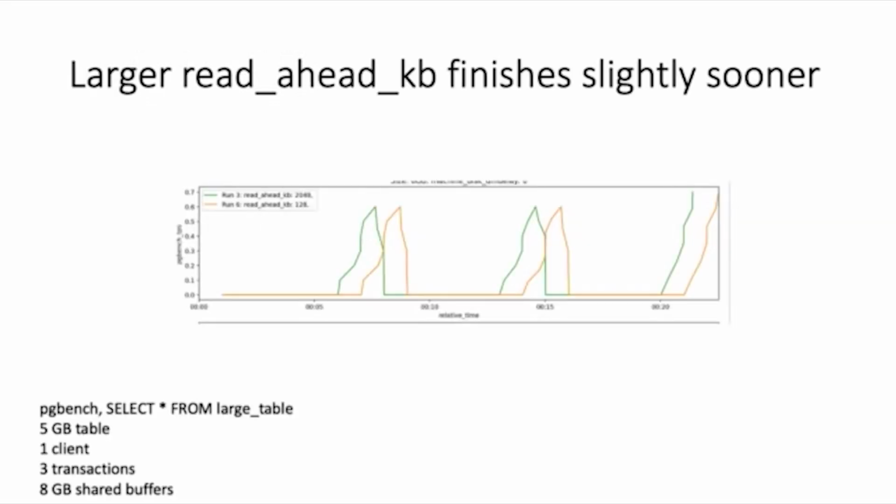So this is on the same benchmarking setup, the same system as all my other results. And this is pgbench with a custom workload that's a little bit different. So it's just select star from a 5 gig table.